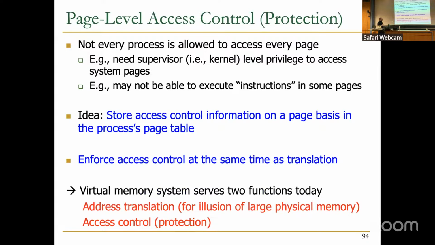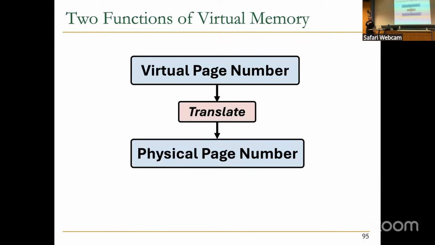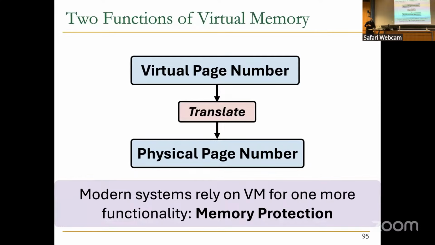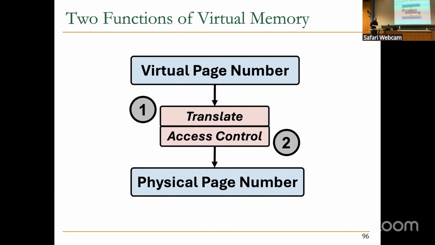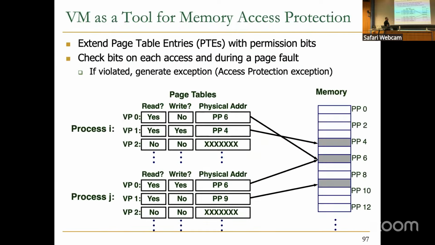So this way, virtual memory serves two functions today. Address translation, for the illusion of a very large physical memory space with programmer-transparent memory management, as well as access control, which offers memory isolation and protection. So what we discussed before: we have the virtual page number, we translate, we get back the physical page number. I will enhance it right now with memory protection. How? We take the virtual page number, first we translate, then we perform the access control, and then we are able to access physical memory with the physical page number.